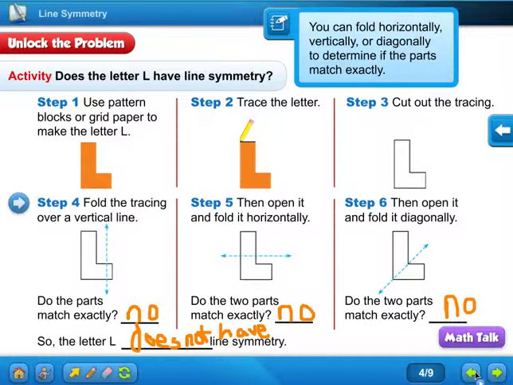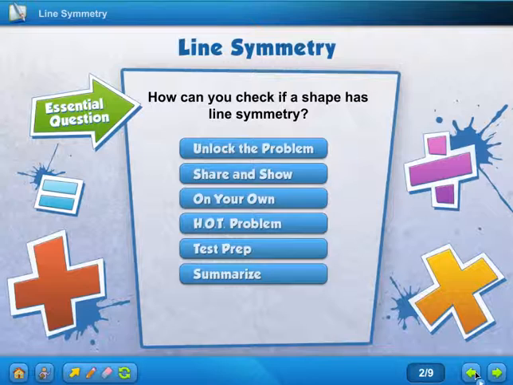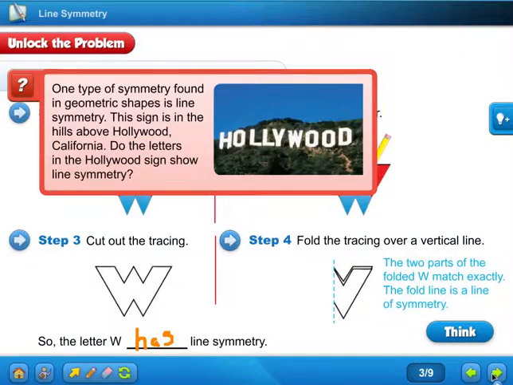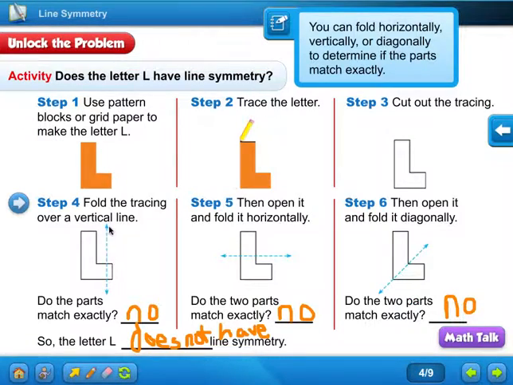All right? If you have any questions, you're going to let me know. And remember, you're still trying to think, how can you check if a shape has line symmetry? We just answered that question when we did it. We folded it vertically, we folded it horizontally, and we folded it diagonally. All right, let me know if you have any questions.